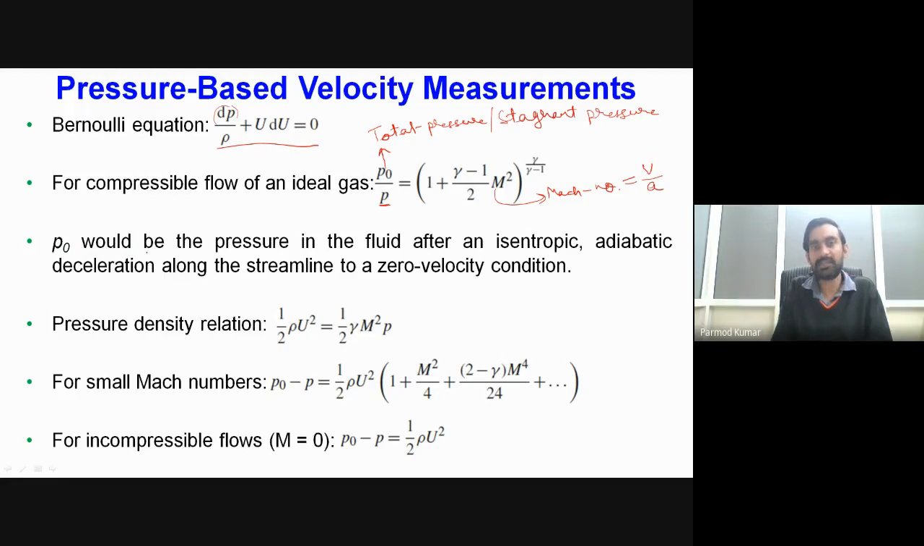P naught represents the pressure in the fluid after an isentropic adiabatic deceleration along the streamline takes place to a zero velocity condition. Okay, so for example, if I take a pipe, and inside that pipe I consider that flow of fluid is happening. Now what I have done, I have placed a very thin solid obstruction over here, and the thickness of this solid obstruction is selected in such a fashion that it's actually identical to that of a single streamline of the fluid which is actually interacting with it.